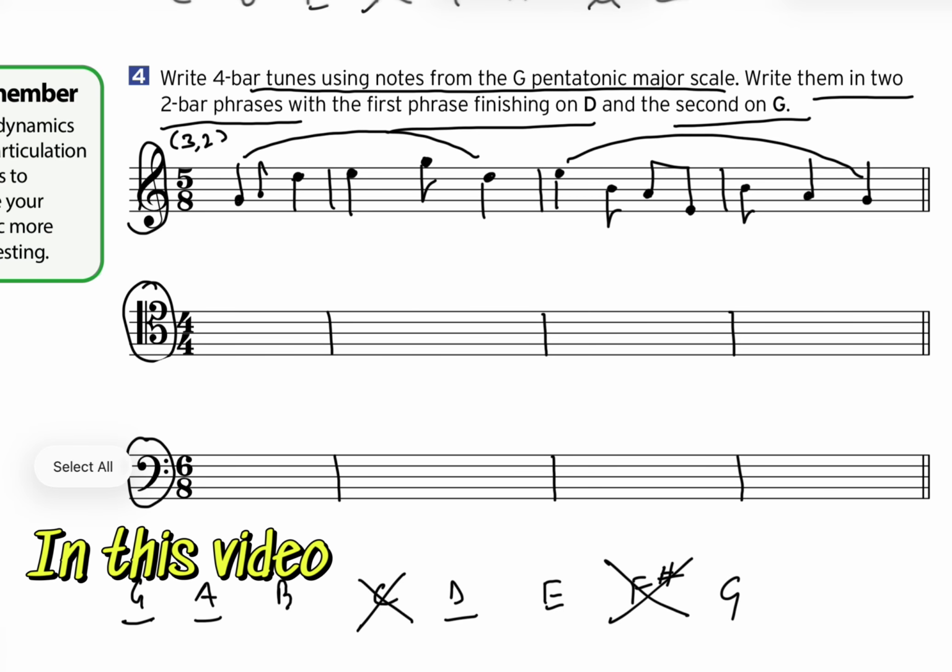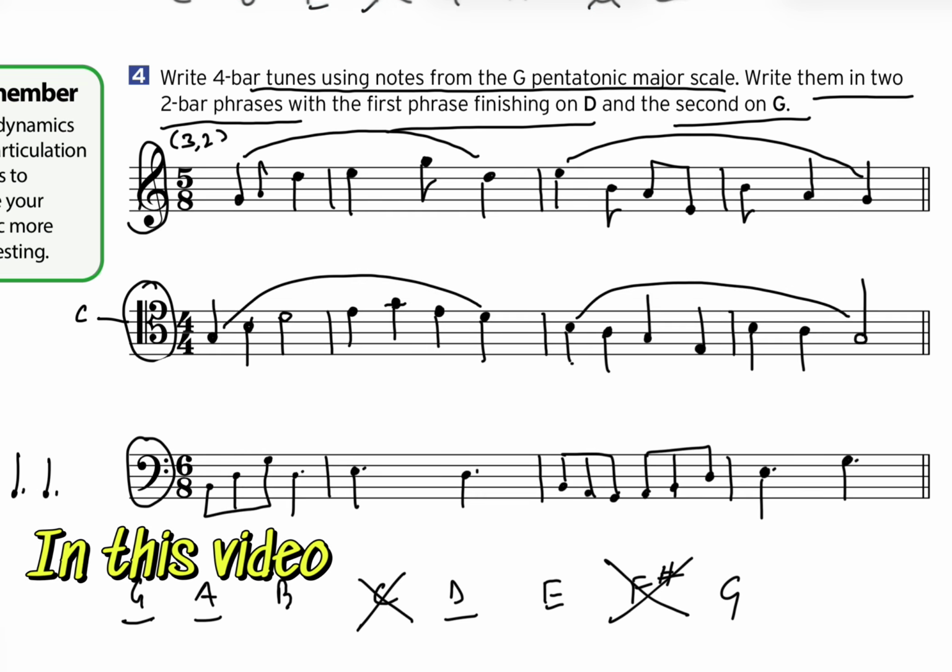So first we'll start, say this is our C. Okay, so you have to understand that this is our middle C. According to this, you make your notes if you want to. Okay, so this is how we finish. So this is our first phrase finishing on D, and this is our second phrase finishing on G.